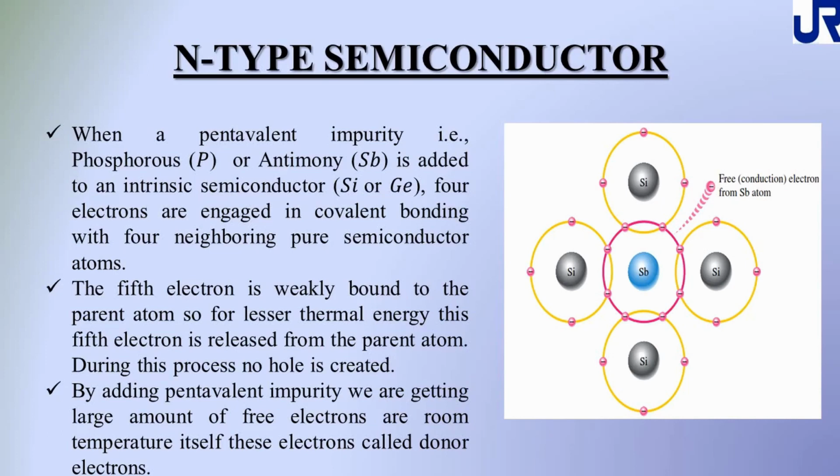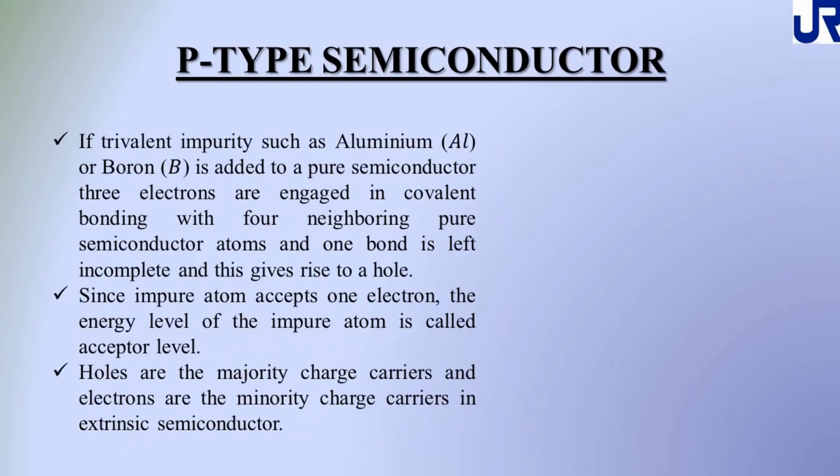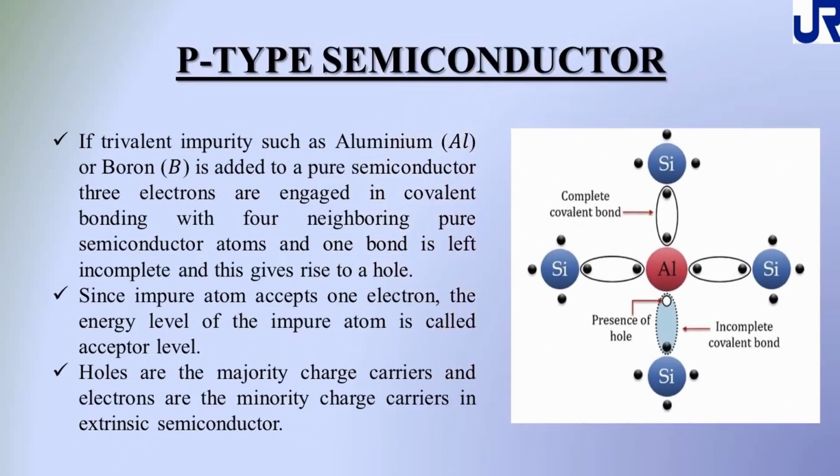The 5th electron is weakly bound to the parent atom. So even if you are not giving any thermal energy, the 5th electron is released from the parent atom, that is, released from the antimony. During this process, no hole is created, only the electron. So by adding the pentavalent impurity, we get a large number of electrons at room temperature itself. These atoms are called donors.